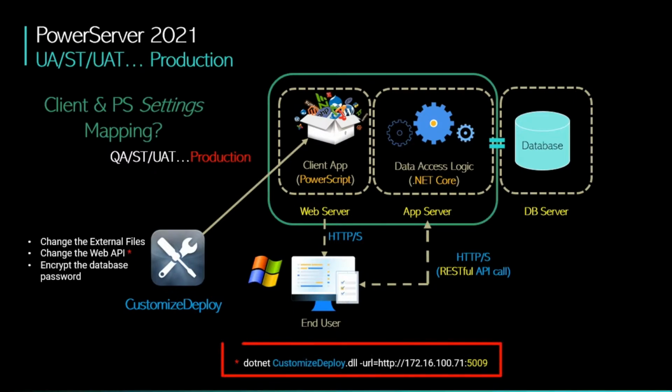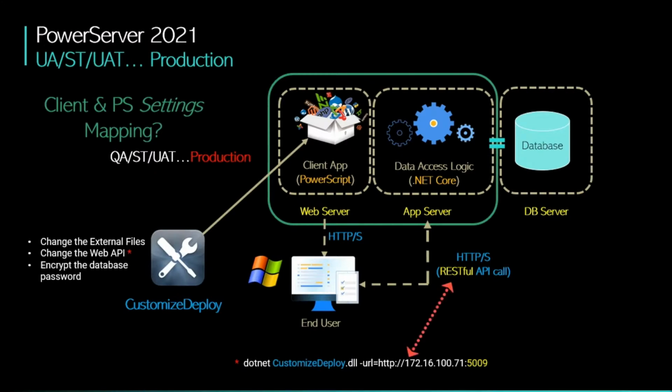Notice at the bottom of the tip, inside the web server, inside that package, there is a DLL called customize-deploy.dll. It was actually generated for you by the PowerServer project from the PowerBuilder IDE, but it's a .NET based DLL. So you basically say dotnet and pass it some arguments. So for example, -URL. Change the URL to 172.16.171 in the client application, and make sure that it tries to communicate to PowerServer on port 5009.